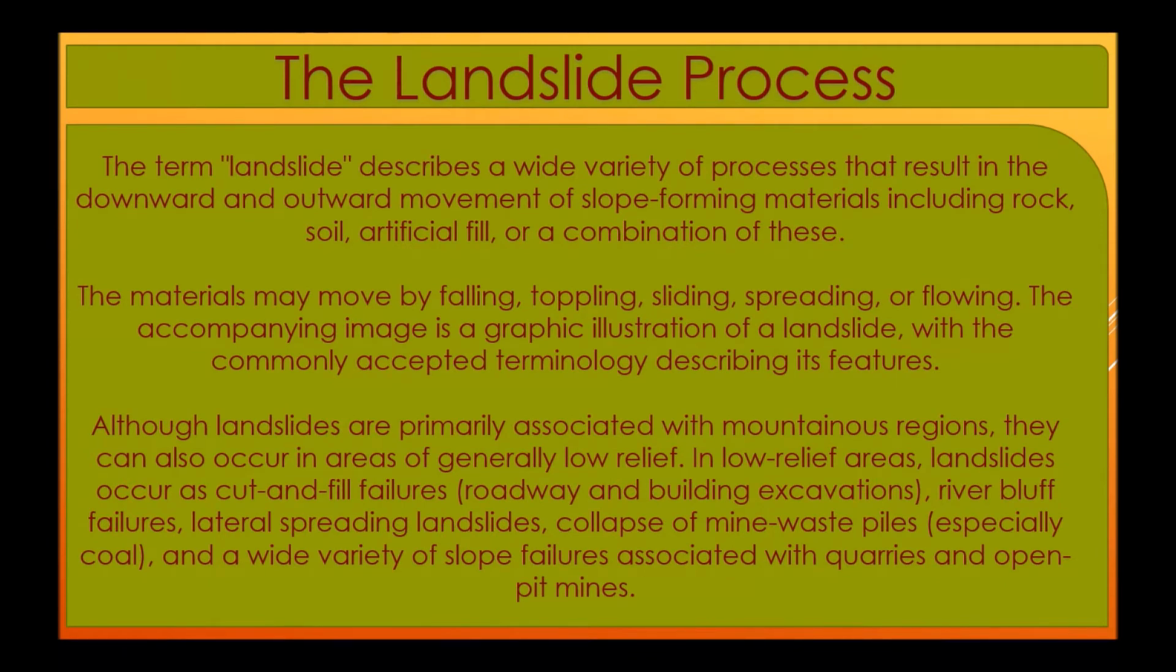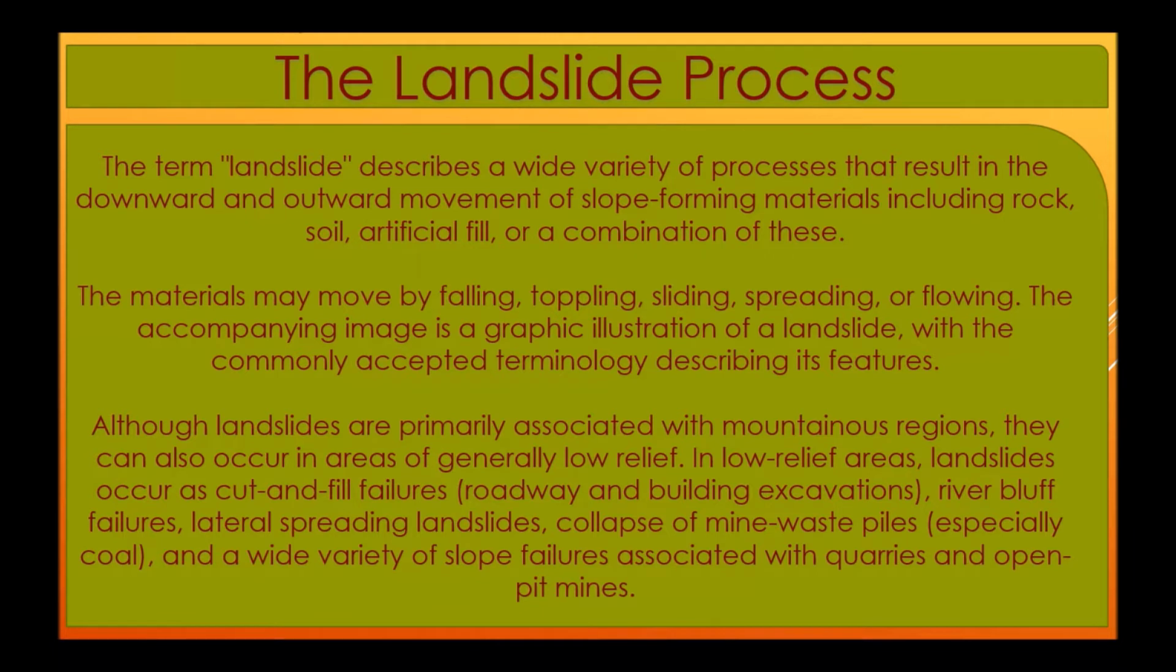The landslide process. The term landslide describes a wide variety of processes that result in the downward and outward movement of slope-forming materials including rock, soil, artificial fill, or a combination of these. The material may move by falling, toppling, sliding, spreading, or flowing. The accompanying image is a graphic illustration of a landslide with the commonly accepted terminology describing its features.